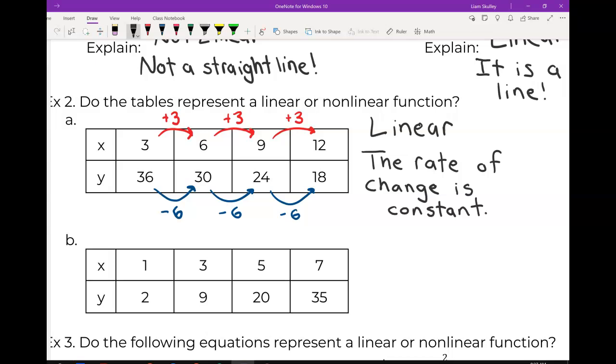So this is a phrase you'll have to remember when you're looking at a table. This is what you want your explanation to be. The rate of change is constant. The work that you're showing are these little arrows showing, all right, it's going plus 3, minus 6. You need both of these things.